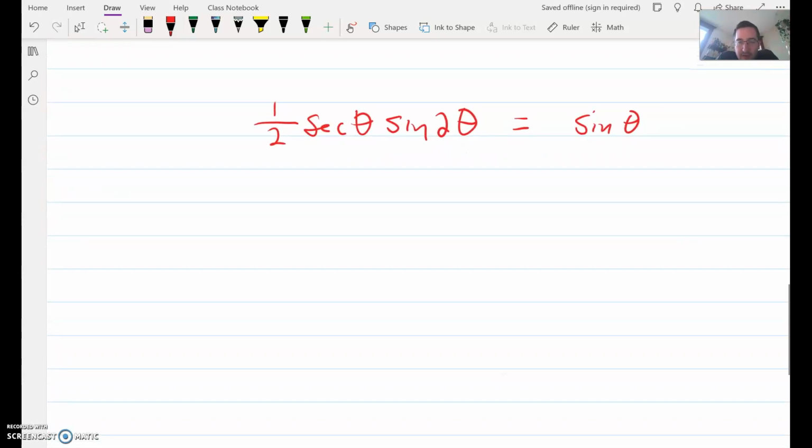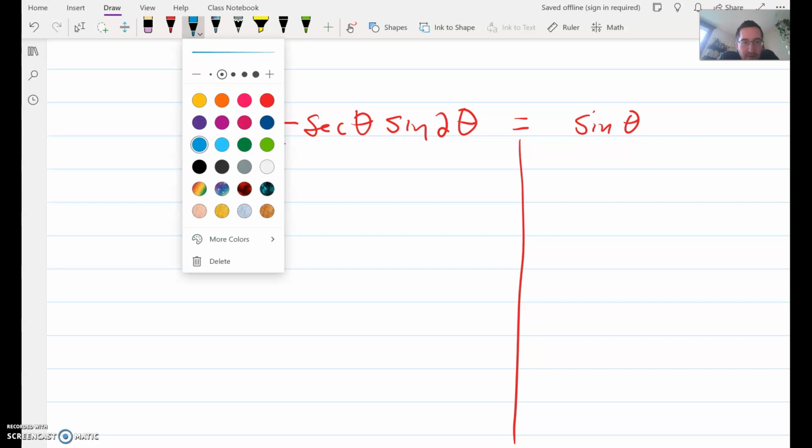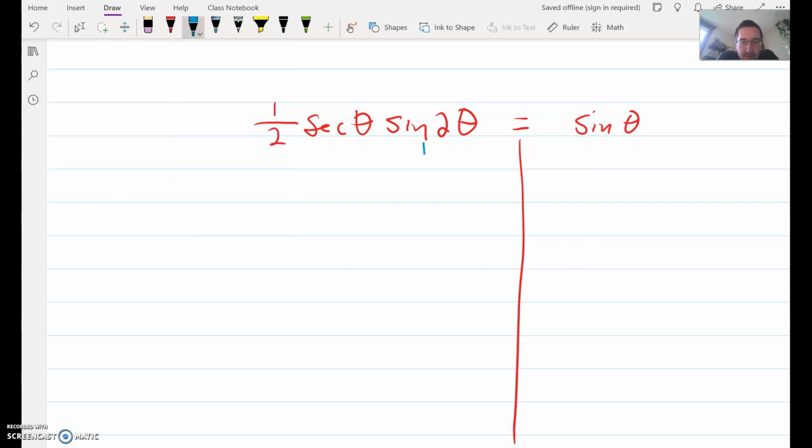And let's see how you use this. The left side is more complicated. I'm going to switch this sine of 2 theta out for a 2 sine cosine. We just learned that. I'm going to bring down my secant. I'm going to bring down my 1/2. Okay? Remember, these are being multiplied.